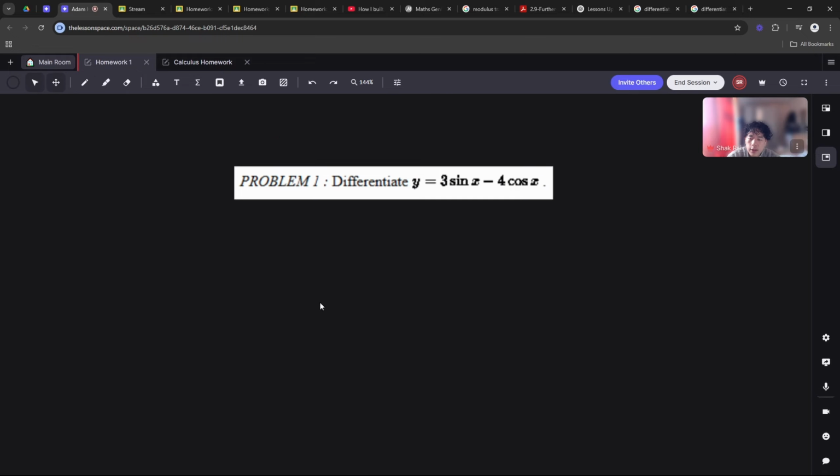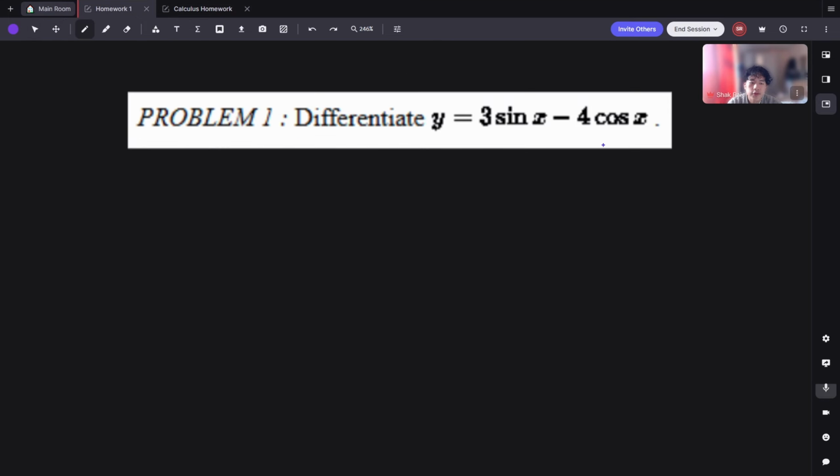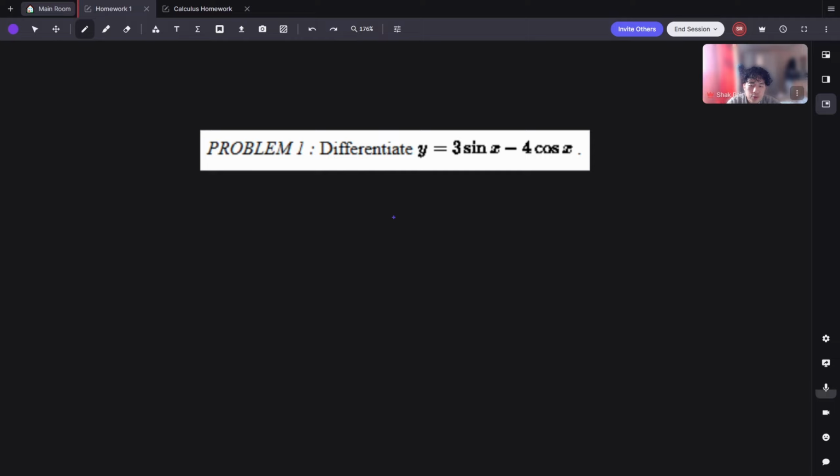Cool. Next question. Okay, so we need to differentiate y equals 3 sine x minus 4 cos x. This is generally so easy. I do like writing it out, but in this scenario, we just don't even need to. So it's going to be 3 cos x plus 4 sine x.